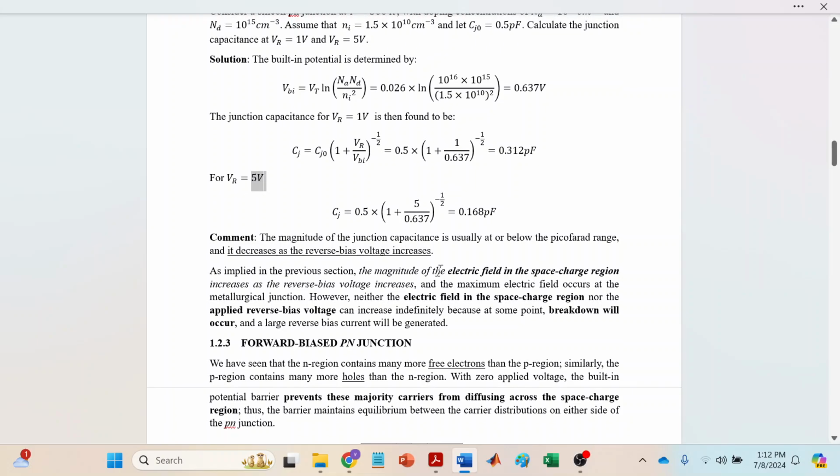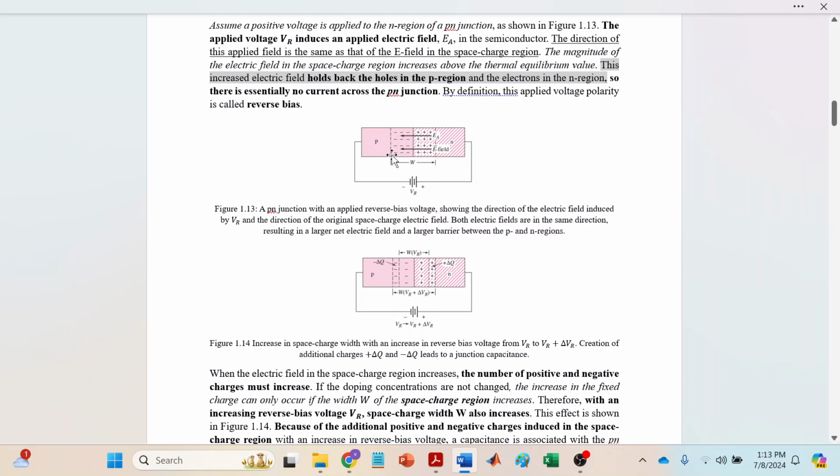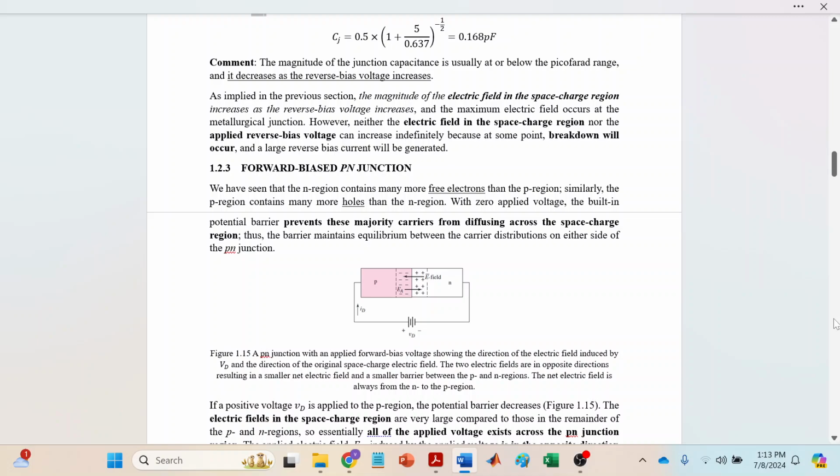So the magnitude of the electric field in the space charge region increases as the reverse bias voltage increases. We've already seen this, but the maximum electric field occurs at the metallurgical junction. However, neither the electric field nor the applied reverse voltage can increase indefinitely. At some point, breakdown will occur, and a large reverse bias current is going to be generated, which we are going to be seeing later.